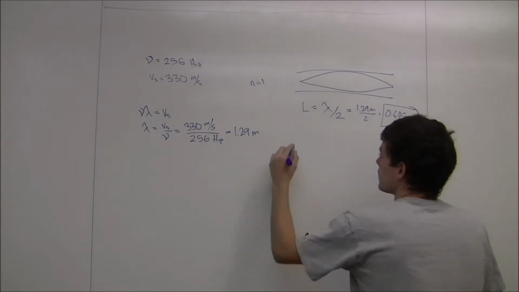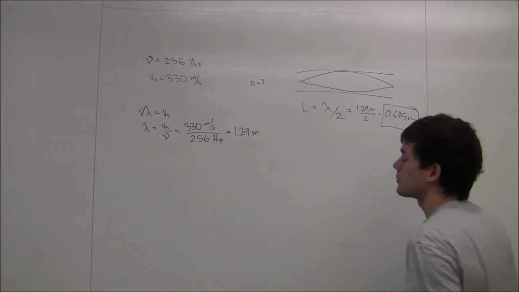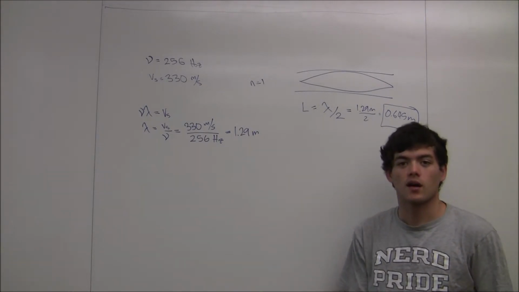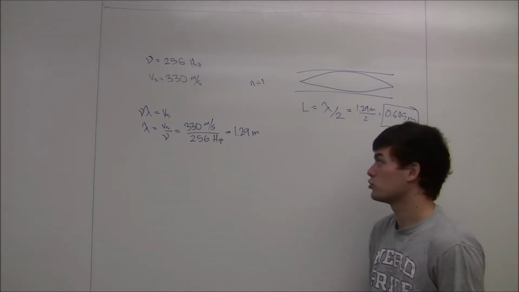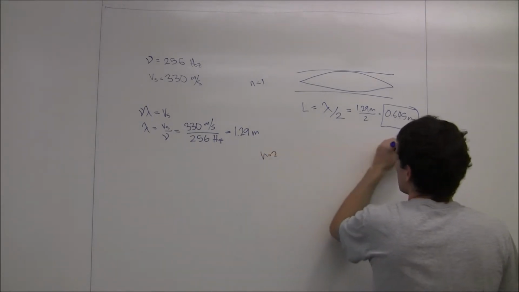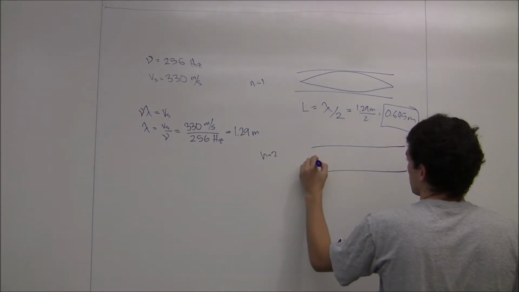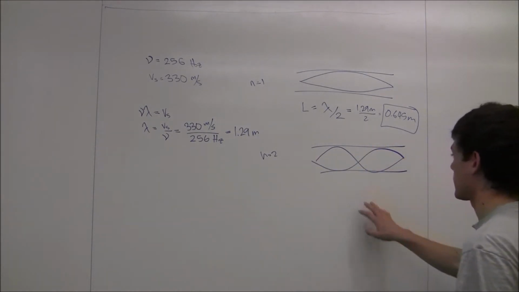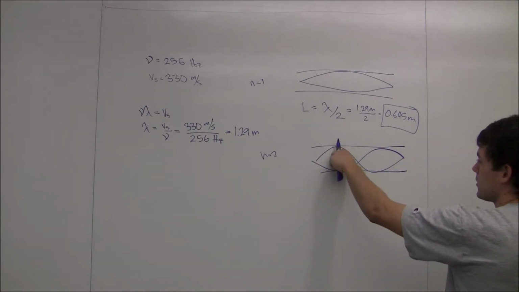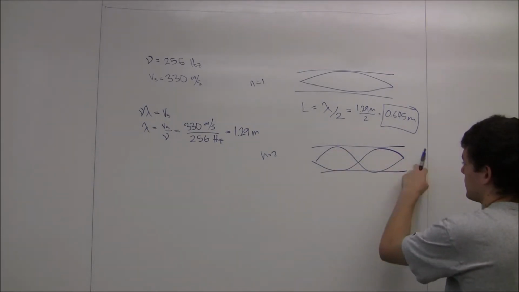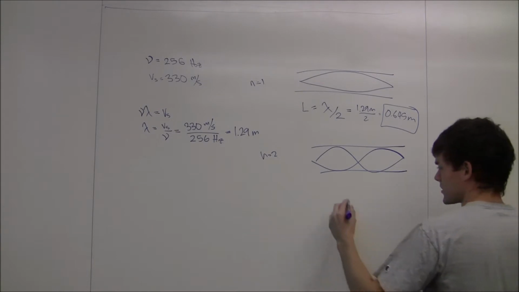Now in part B, we're asked to find the frequencies of the first and second harmonics of this tube. So all that means is that we take n equal to 2. That gives us a sound pressure graph that looks something like this, where we have antinodes 1/3 of the way and 2/3 of the way along, and nodes at both endpoints and the midpoint.